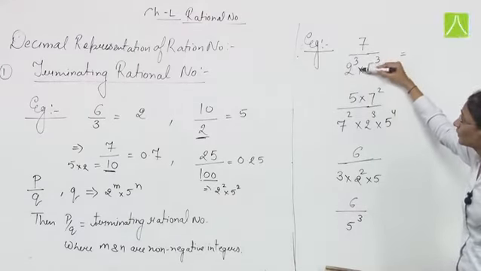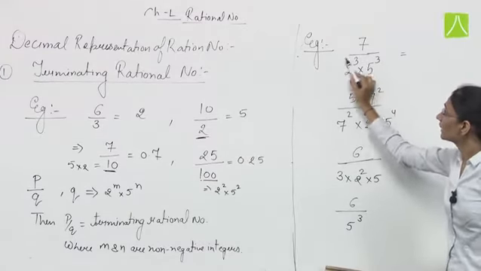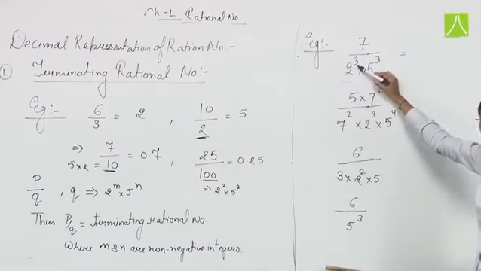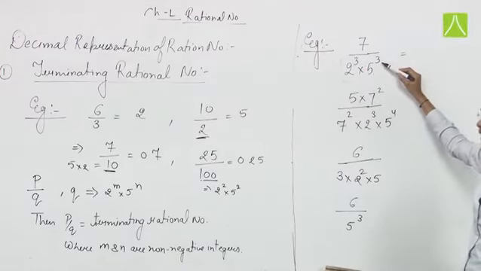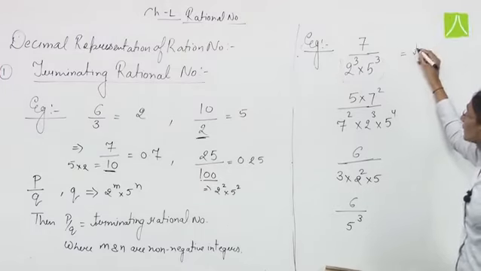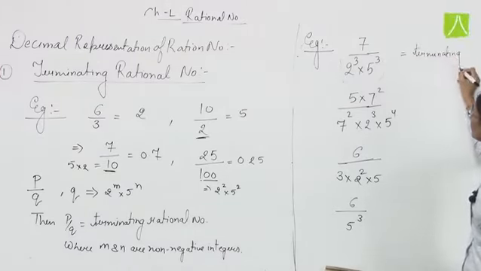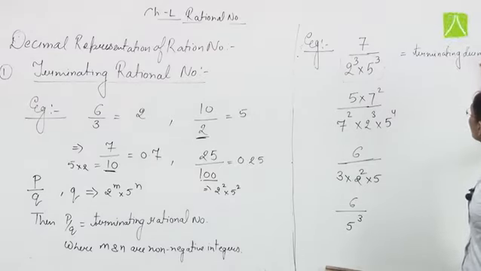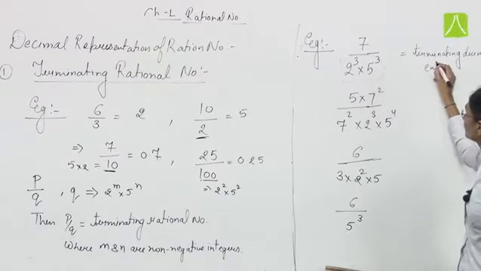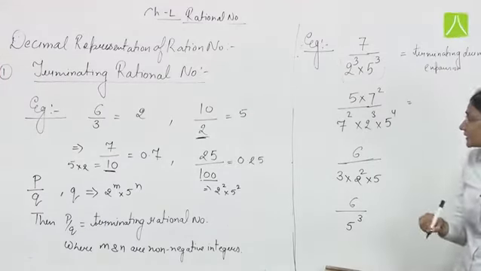Look, 7 upon 2 raised to the power 3, 5 raised to the power 3. Since the denominator is of the form 2 raised to the power m and 5 raised to the power n, therefore this rational number is terminating. Terminating decimal expansion.